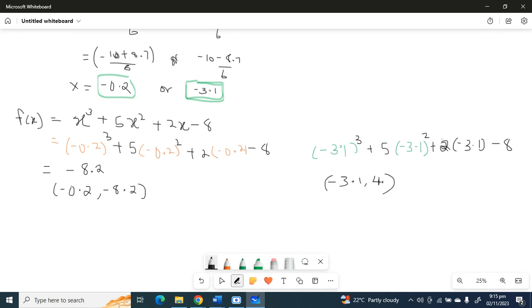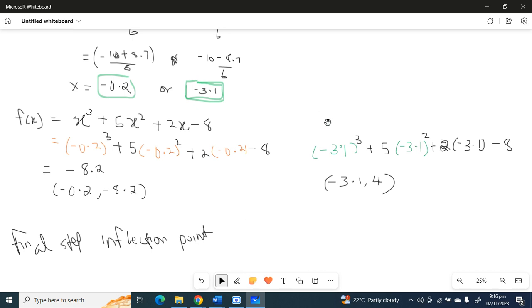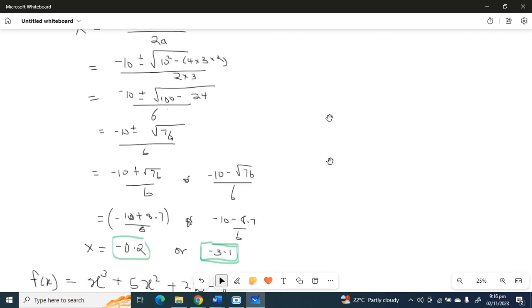Remember, first we got the coordinates of the y-intercept and the x-intercept. Now we've got the coordinates of the stationary points. Then finally, the final step is to find the inflection point. It's where the graph changes concavity. In order to get the inflection point, we need to get the second derivative of the cubic function, meaning that quadratic function that we got, we need to derive it. This will represent the second derivative of the cubic function.